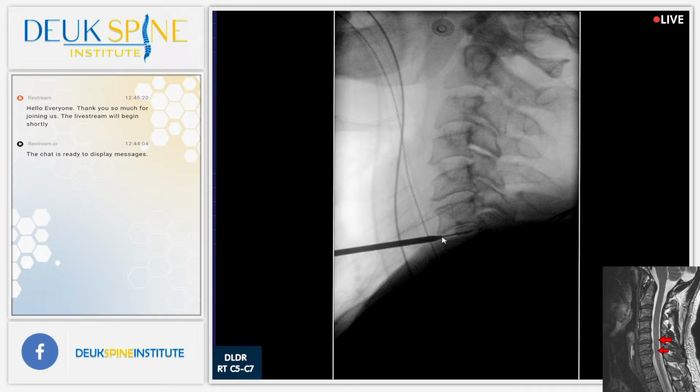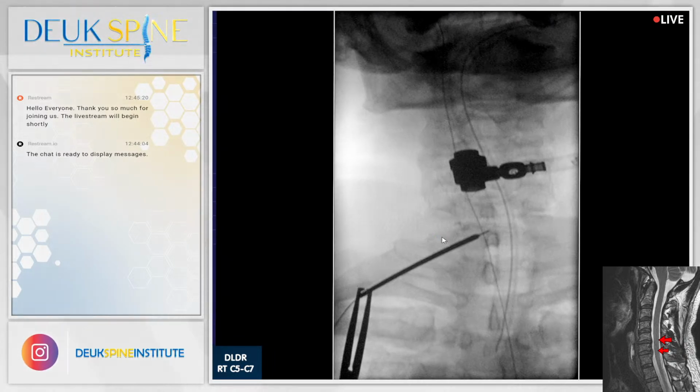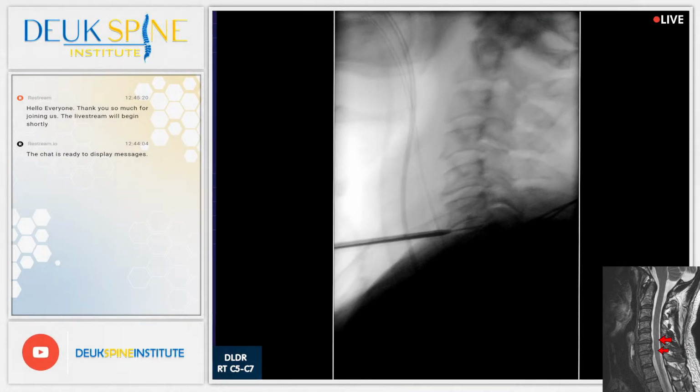2, 3, 4, 5, 6, 7. That is the bottom of the two discs we're treating, 6, 7. The next one will be the one above. Shot. And we want to be in the middle, and we are. His neck is twisted a little bit. You guys see that? But yeah, we're still in the middle. Just straighten him out as much as you can. He may be having muscle spasms. He has a little bit of scoliosis.